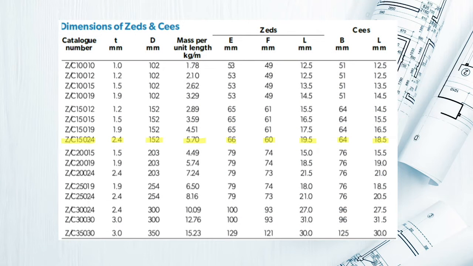The use of the Z15012 beam meets the criteria of the project. However, with anticipation of extra loading, a higher safety factor was required, hence the choice of the Z15024 beam.